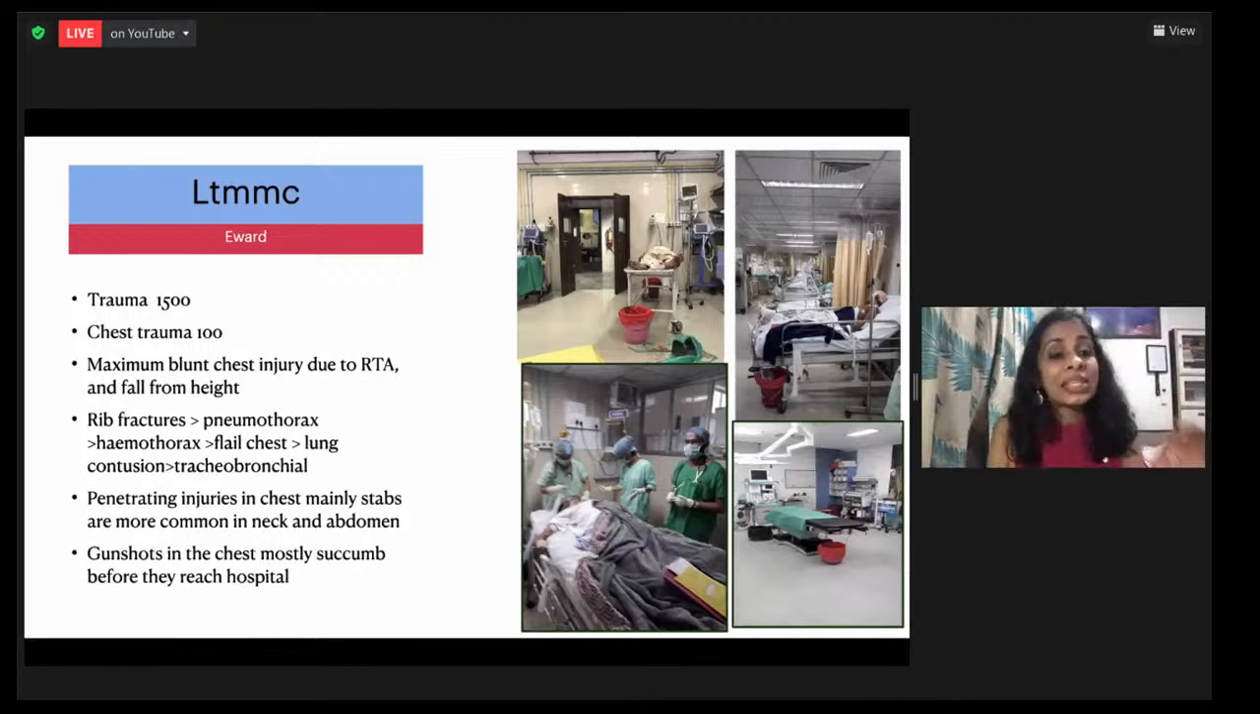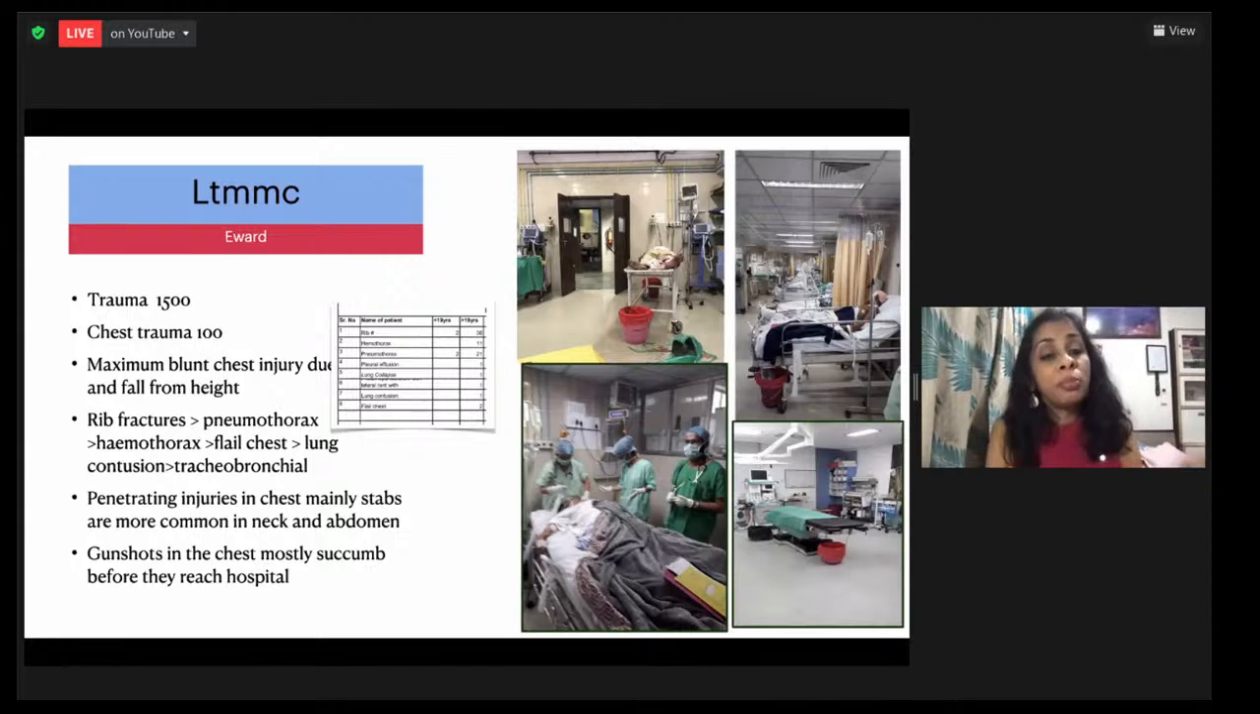The maximum number of cases were due to road traffic accidents, and they were blunt chest injury and fall from height. Among blunt chest injuries, the maximum were rib fractures causing hemothorax and pneumothorax, and then lesser and lesser flail chest, lung contusions, tracheobronchial injuries, etc. Penetrating injuries were very few. It may be because of the COVID effect, because in the last 6 months the admissions have dropped down. And mind you, in June, July, and August, the admissions were just 50, 60 rather than 180 to 200 per month.